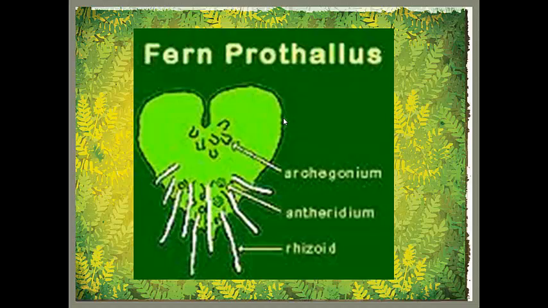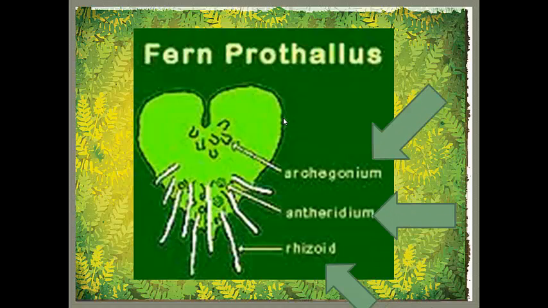The underside of the prothallus is where the gametes are produced. The prothallus doesn't have roots, stems, or leaves, but it does have rhizoids. These anchor the plant to the soil and help with the absorption of water. The male reproductive part is called the antheridium. The sperm is kept there. The female gametes, which are the eggs, are kept in the archegonium.